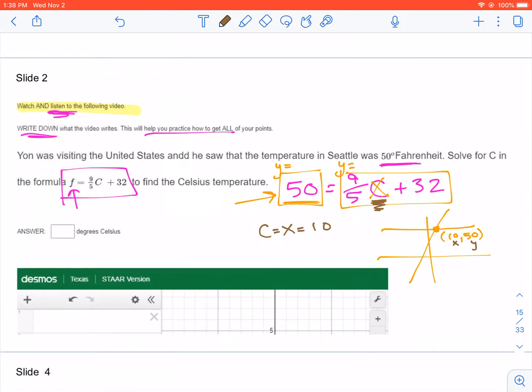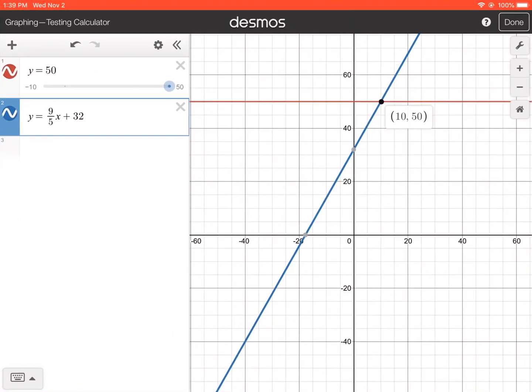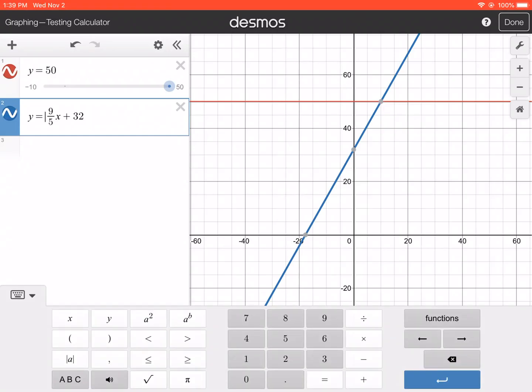What we can do is plug that in just to make sure. So to check ourselves, we can take that 10 and put in that spot so that we have 9/5 times 10 plus 32. And if you are not sure of how to work that fraction, you can go back in, remember like we talked about, and you already have most of this typed. I'm going to delete that y equals that says graph it.